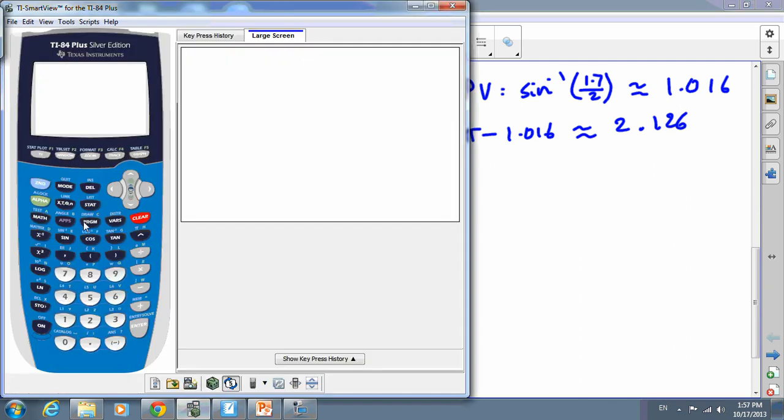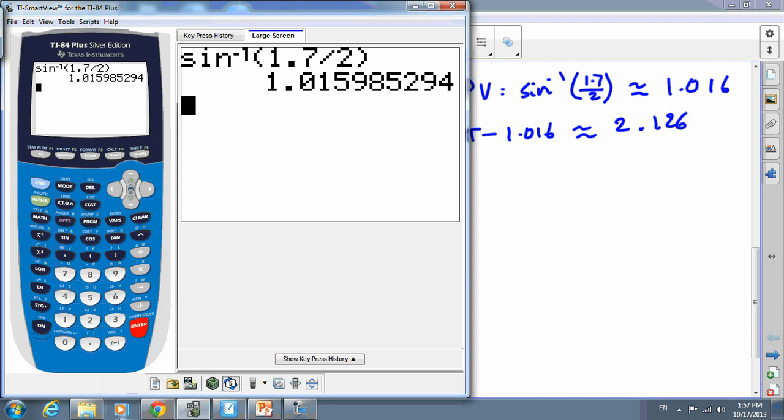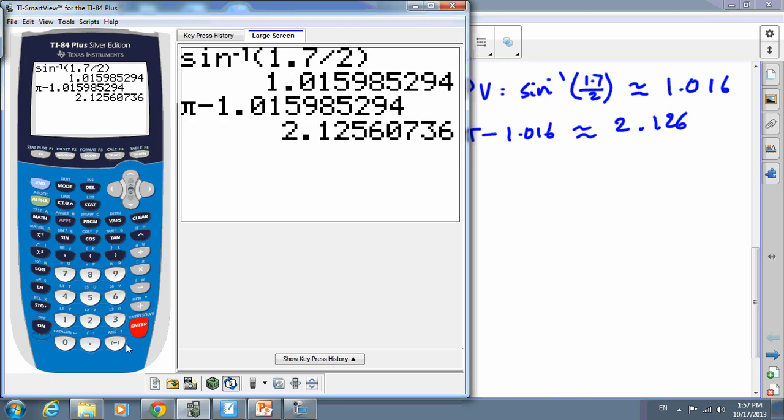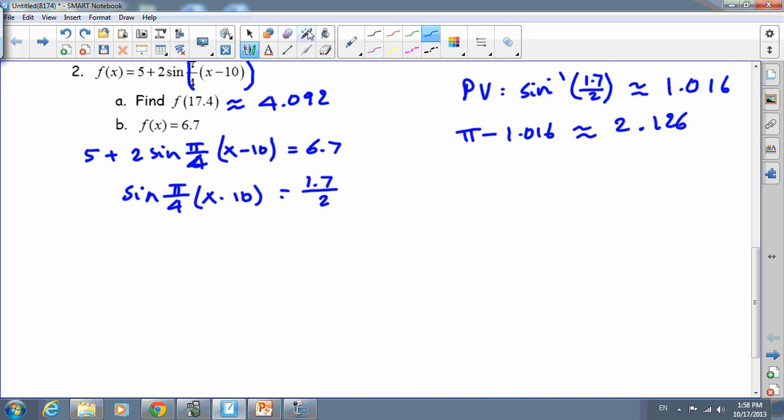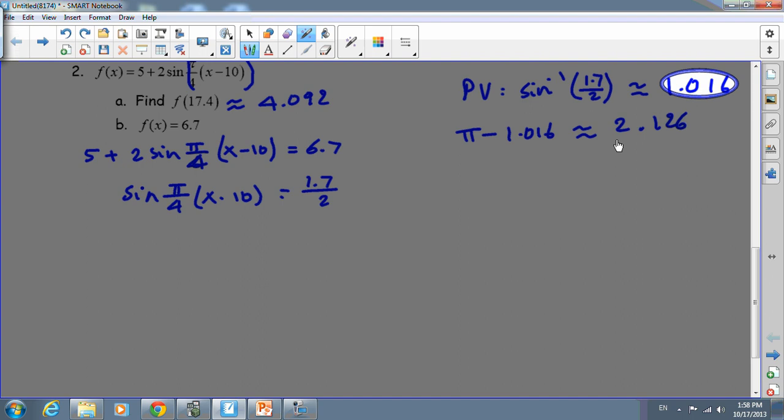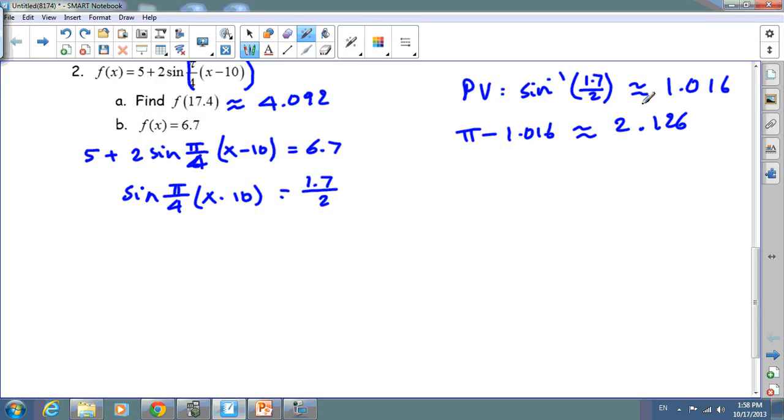The first thing I will do is the sine inverse of 1.7 divided by 2, and once you complete this, that gives you the principal value, and you will do pi. You will use the pi button here minus what you previously got, and it should give you 2.126. That's where I got this value from. So note that these two are very important, this value and also this value.